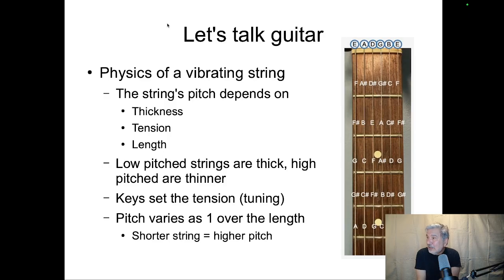So let's talk about the physics of a vibrating string, which is the basis for a guitar. The string's pitch depends on the thickness of the string, the tension of the string, and the length of the string. The thicker the string, the lower the note, and so you know that the low E string is a fat string and the high E string is a thin one, and all the strings in between vary going from thick to thin. The tension of the string you set by the keys on the guitar, so you tighten the string and that raises the pitch. You loosen the string and that lowers the pitch.